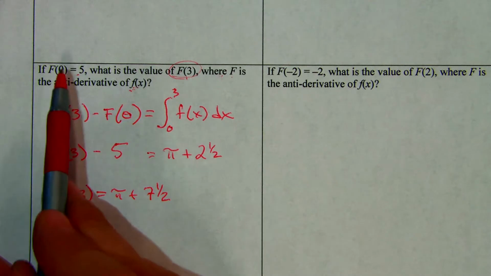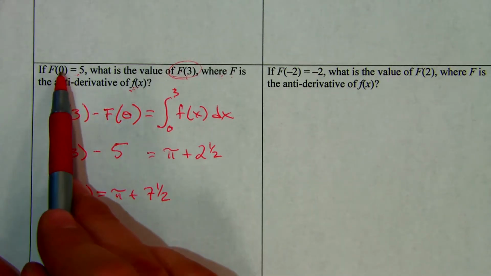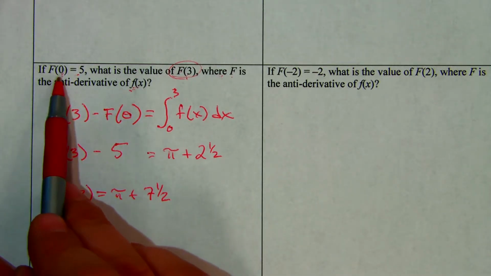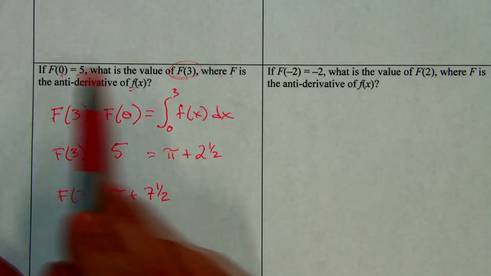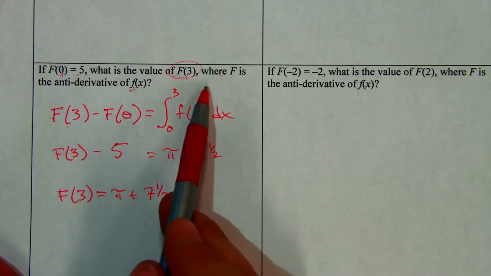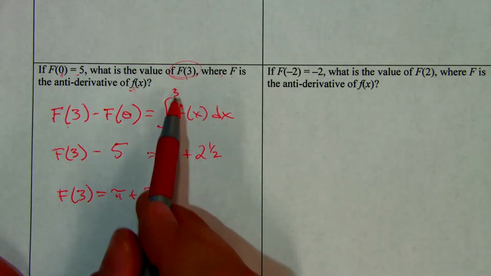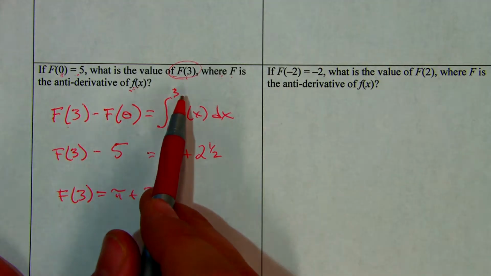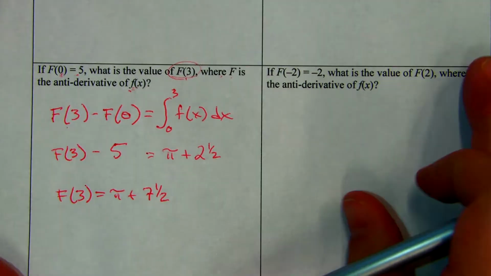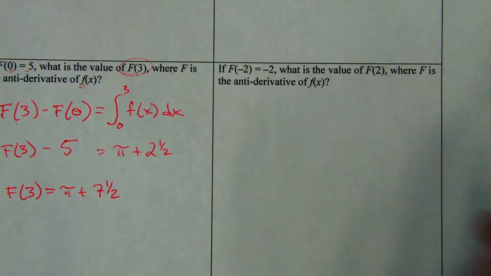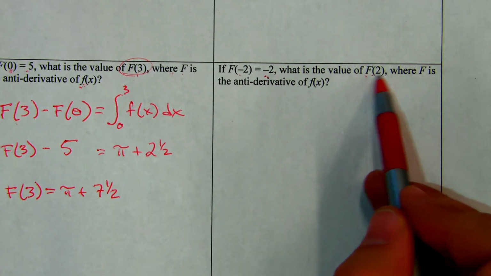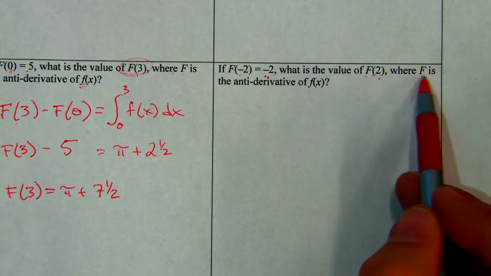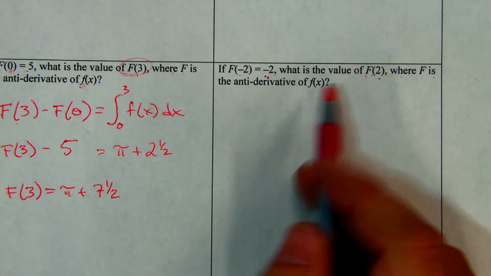What you've got to do with these problems is always look at what they are giving you. What x value are they giving you? And what x value are they asking you to find the value of the function at? Those two are going to be the endpoints of your interval that you're taking your integral on. Okay, so those are going to be the limits of your integral. Let's try another one over here. They'll give us F of -2 is -2, and they want us to find big F of 2, where F is the antiderivative of f.